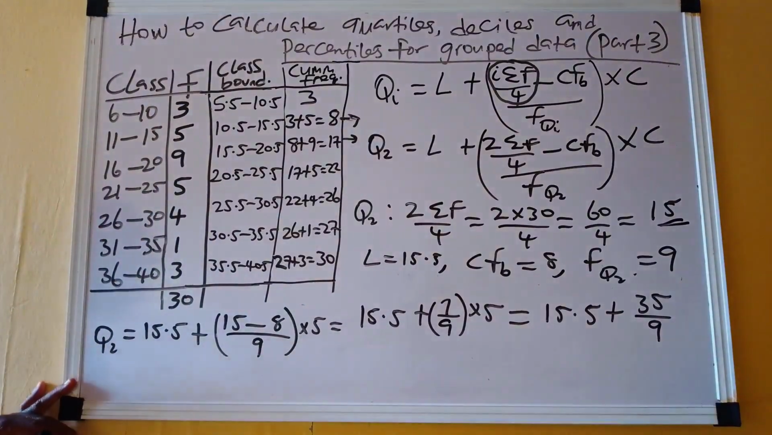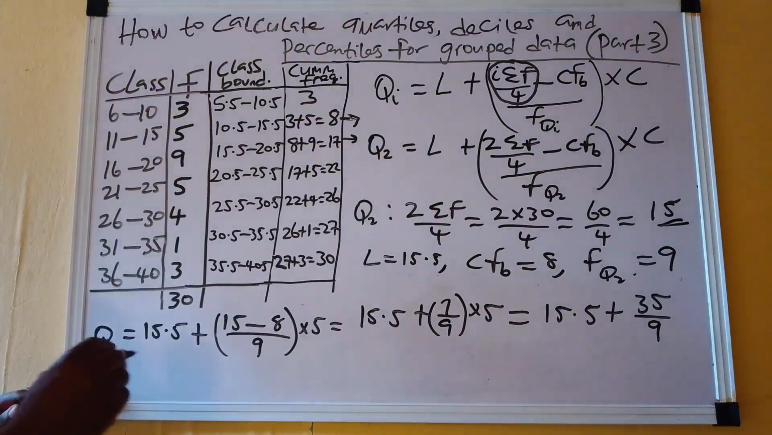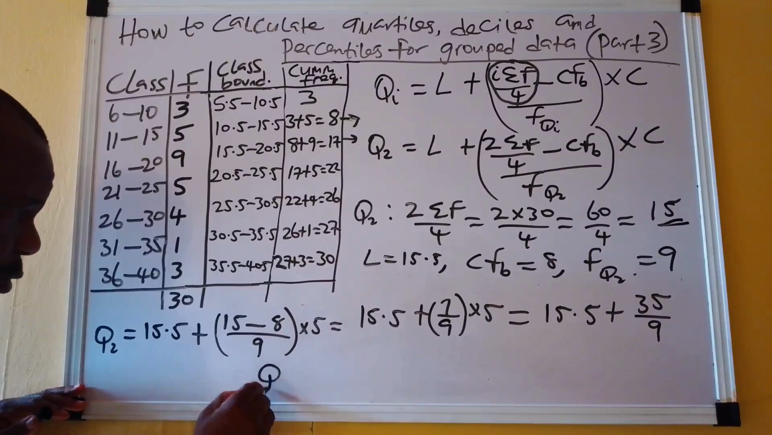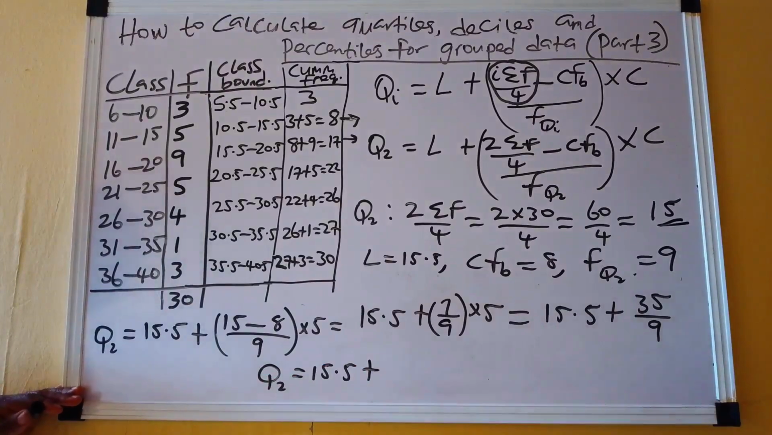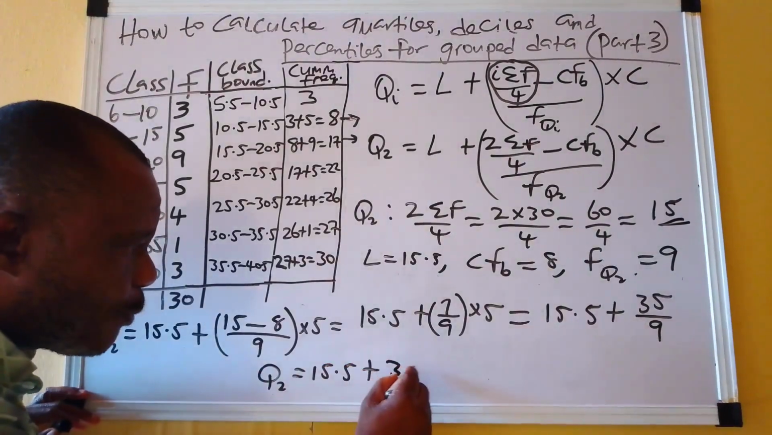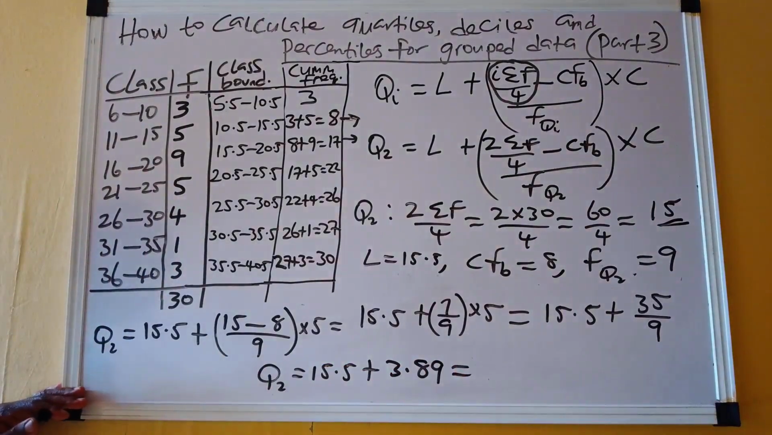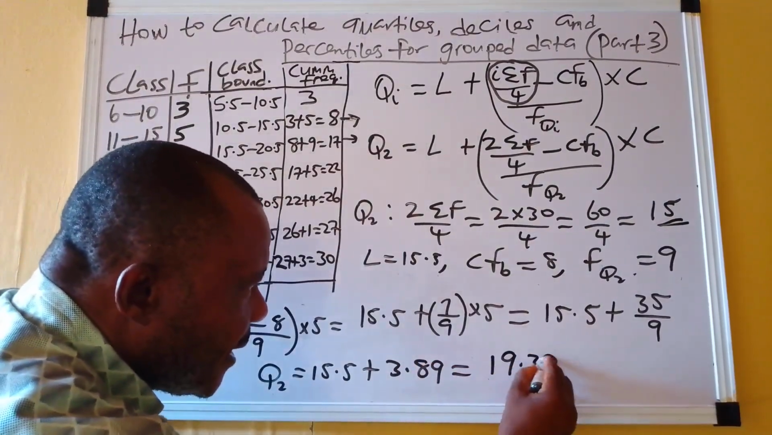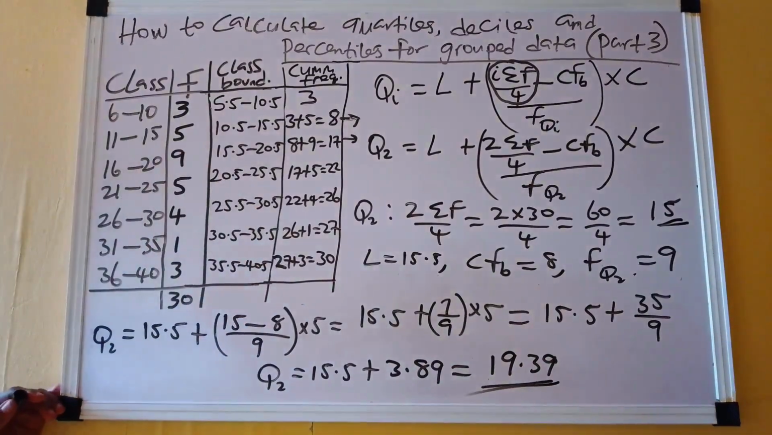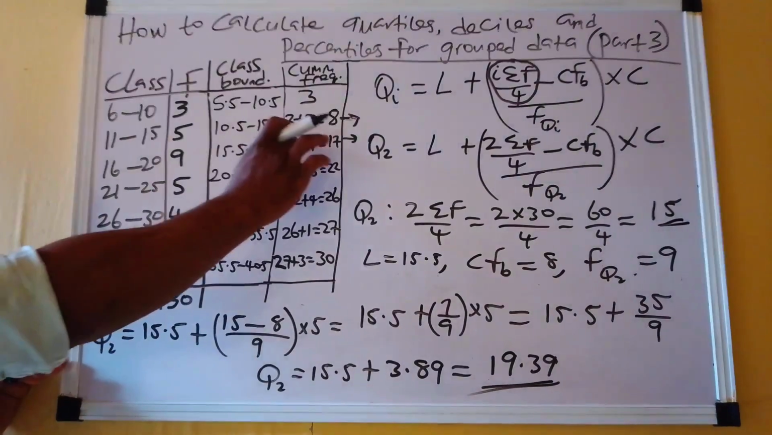And if you divide 35 by 9, you will get 3.89. So our Q2 will be equal to 15.5 plus 35 divided by 9, which is 3.89. You add this together, our Q2 will now be 19.39 for this set of data. Now look at the class where the Q2 falls.